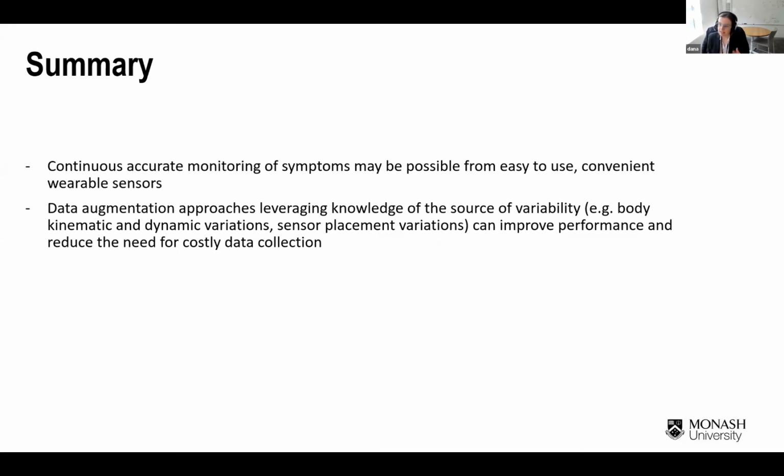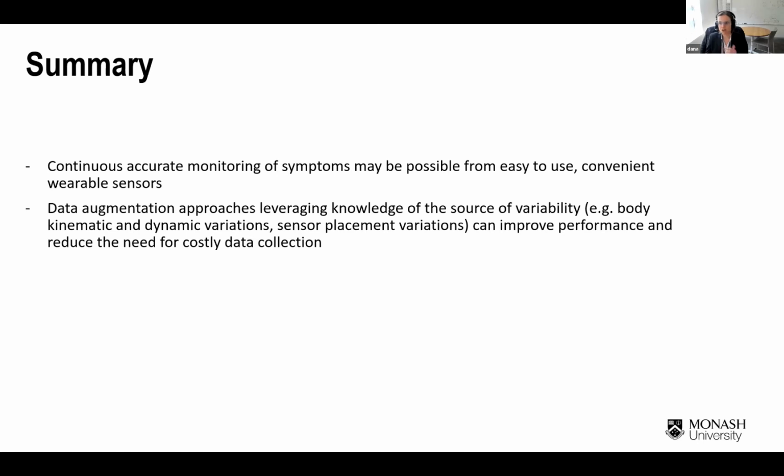And by using data augmentation that leverages some knowledge of the source of variability. So for example, if we know that some of the variability is due to differences in body size or differences in sensor placement, we can really improve performance and reduce the need for costly data collection.